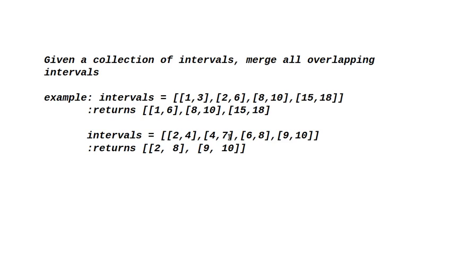Once we have 2 to 7, we compare with the next one, that's 6 and 8. 6 should lie inside the 7 because 7 is greater than 6. So we merge this again, and then we will have 2 and 8. And 9 and 10 remain separated. It's independent. So let's see this in a picture, how it looks when it's being merged.